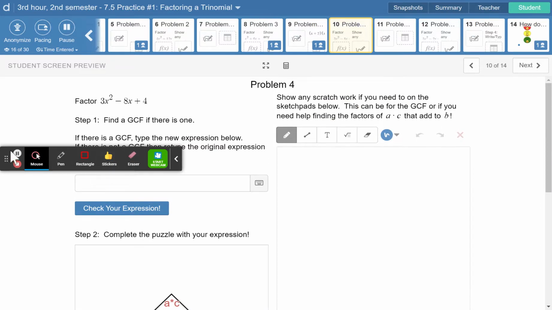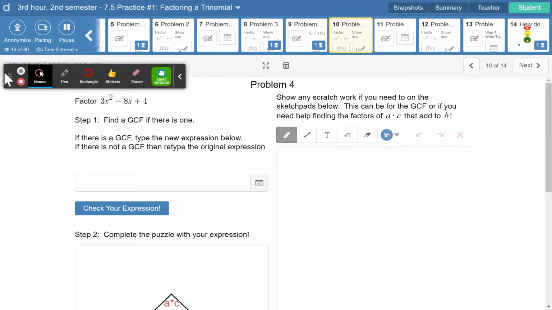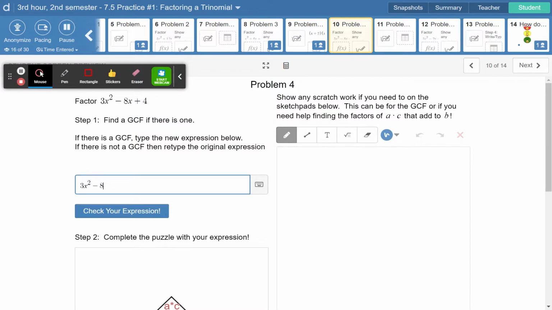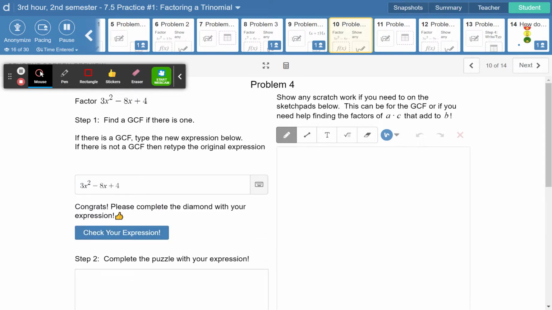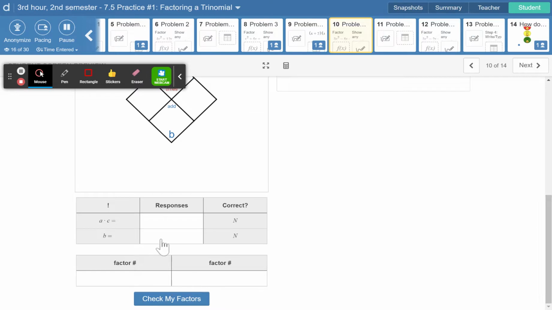For here, you want to be a little more careful because we have a negative b value. Once again, the GCF is a 1, so I'm just going to rewrite it. So then 3 times 4 is 12. And then our b value is negative 8.